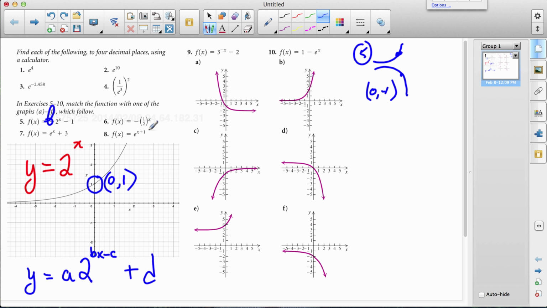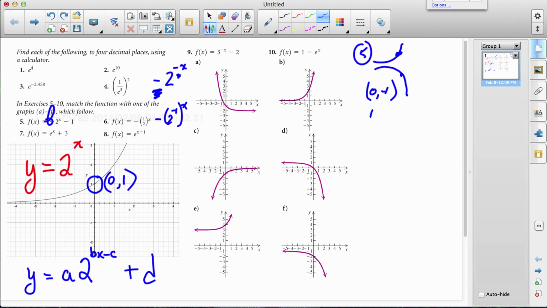Number 6, ooh, a fraction. I'm going to change that. 1 over 2 is the same as 2 to the negative 1 to the x. And if you keep going with that, I'll just write it up here, negative 2 to the negative x. This is a nasty one because you have a reflection on the x-axis and a reflection on the y-axis.